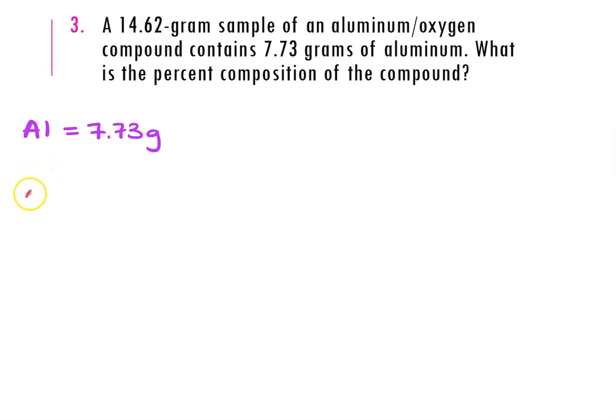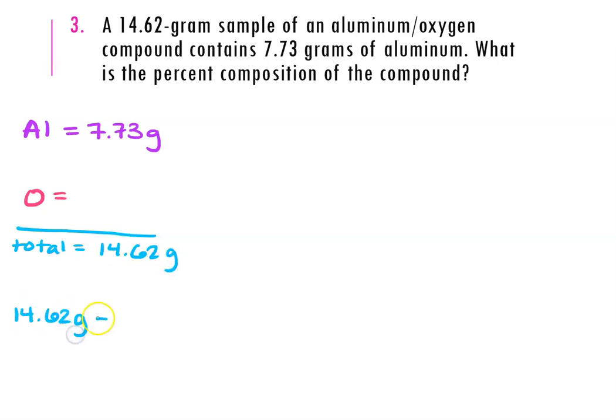So here, I don't know the mass of the oxygen, but what I do know is the total is 14.62 grams. So what I can do here is I can do 14.62 grams, and from it, I can subtract the amount of aluminum, and then what's left will be the oxygen, which is 6.89 grams. So we have to pay attention to the information that's given to us in the problem. We can't just assume that all of the masses are the masses of the elements.